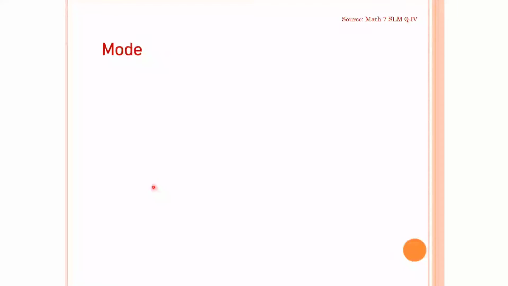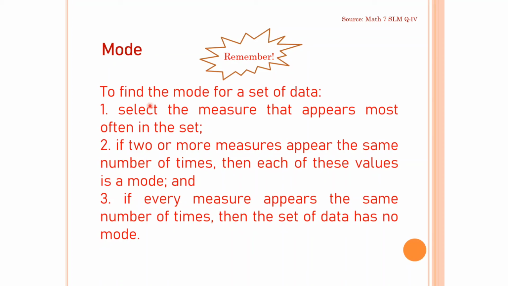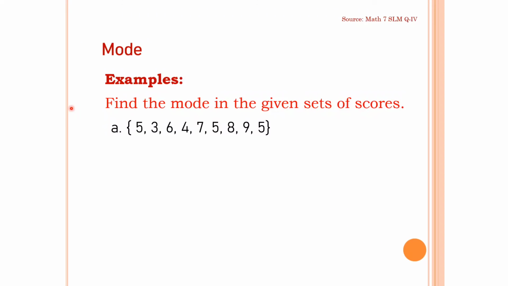To find the mode, we need to remember these three. Number 1, select the measure that appears most often in the set. Number 2, if two or more measures appear the same number of times, then each of these values is a mode. And number 3, if every measure appears the same number of times, then the set of data has no mode.